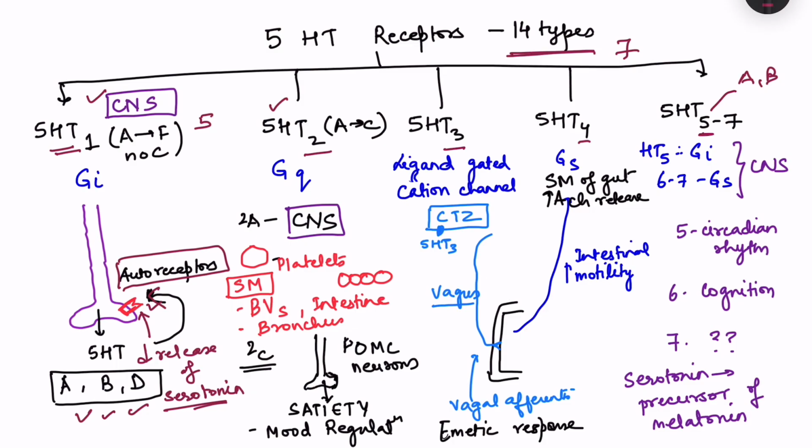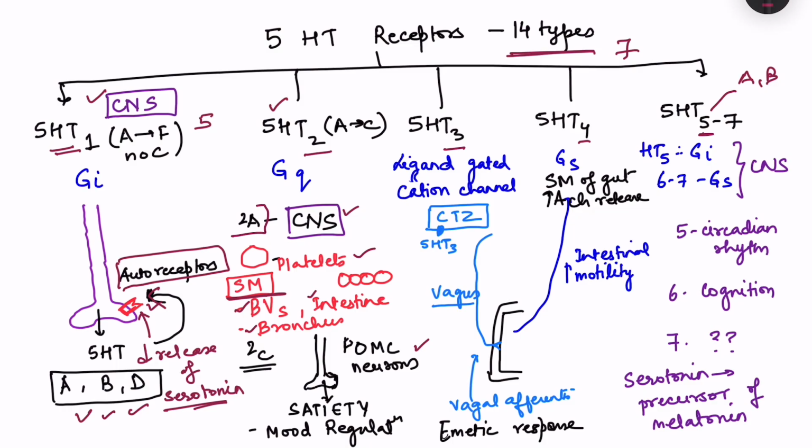Then moving on to 5-HT2 receptor. 5-HT2 receptor is present in CNS. It is present in platelets. It is present in smooth muscles, so smooth muscles of blood vessels, intestine, bronchus, and it is also present on POMC neurons in hypothalamus. So in 5-HT2 receptors we have A, B, C. B we will not talk, we will talk about A and C.